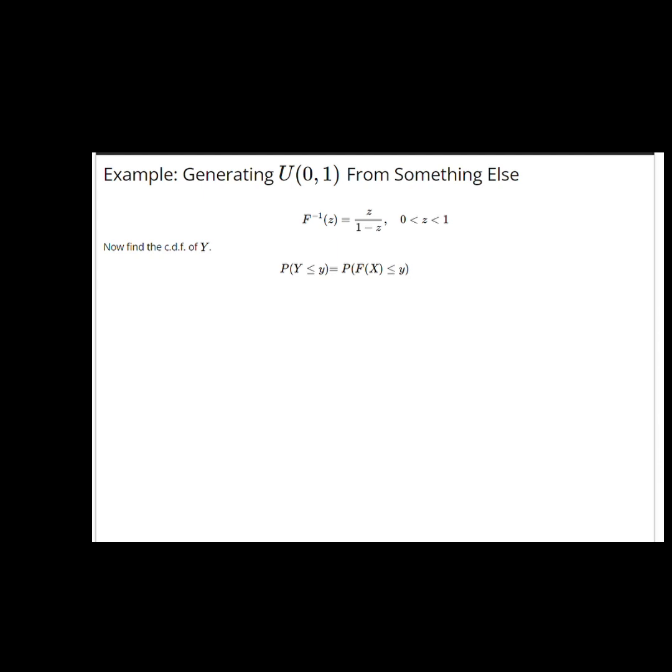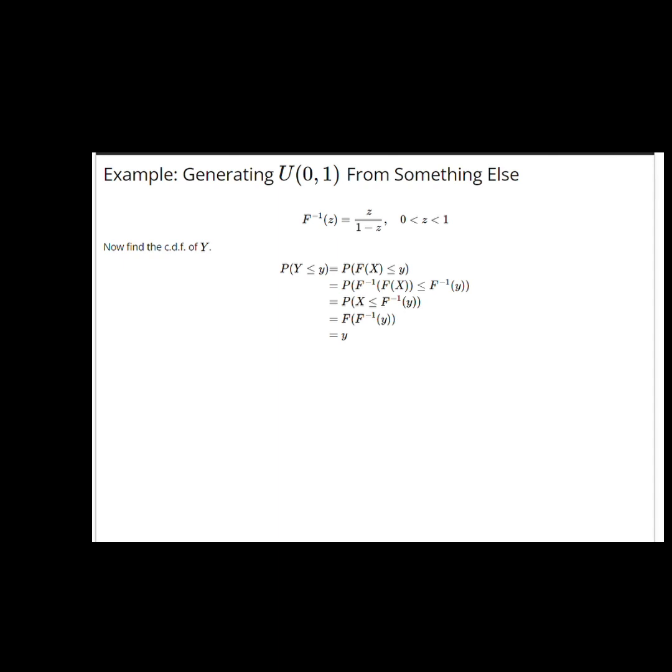Now since F inverse is an increasing function, we can apply it to both sides of this inequality without otherwise changing the statement or the probability. So this is identical to the probability that F inverse of F of X is less than or equal to F inverse of little y. But F inverse of F of X is just X. That's what we mean by an inverse function. I'm left with the probability X is less than or equal to F minus 1 of y. By the definition of cumulative distribution function of X, this is F of F minus 1 of y. Again, because these functions are inverses of one another, that's just y.